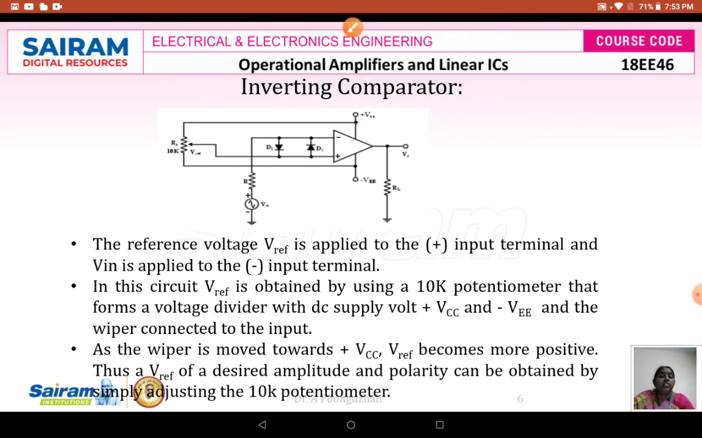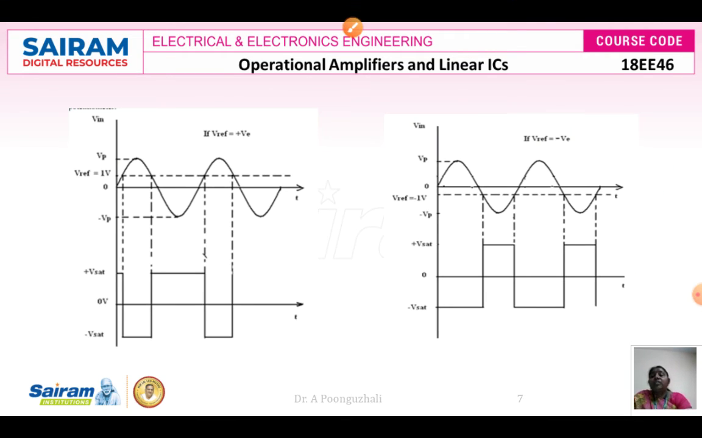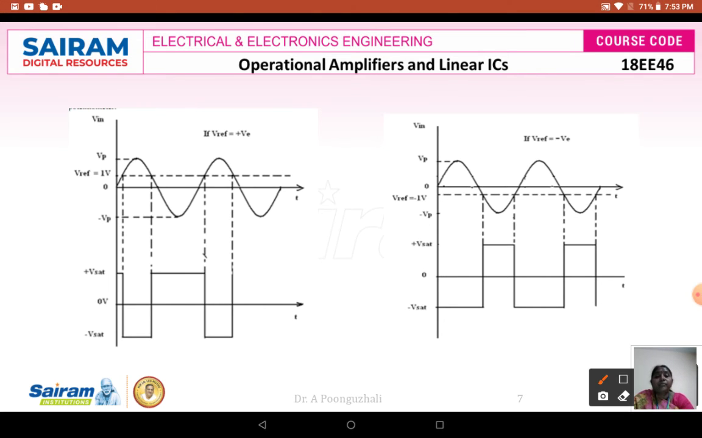So here in the next circuit we will be seeing the next diagram. You can see that if V reference is positive, V0 is equivalent to your V reference minus V in. So when my input voltage is less, the output is at plus V saturation. When my input voltage is more, the output is at minus V saturation. So it is going to be reverse.